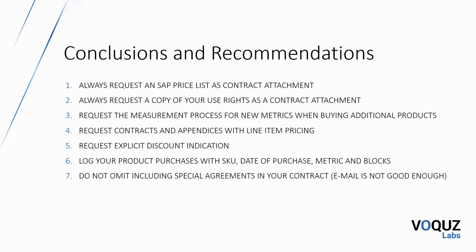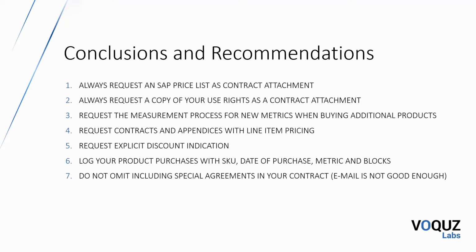Request the measurement process for new metrics when buying additional products. It's always important you know how to count and measure the use and consumption of a product, so you know if you're within or out with your entitled level. Request contracts and appendices with line item pricing. It's no good just to have a list of 5 different SAP products with the aggregated total of those licensed products and then the respective maintenance-based calculations taken from there. You need line item pricing so you know the individual gross license fee and net license fee after discount for each individual product and how those prices have ultimately been calculated.